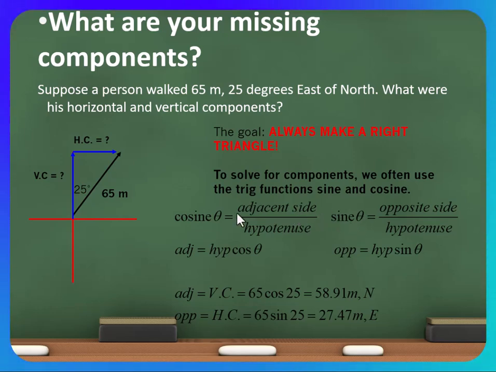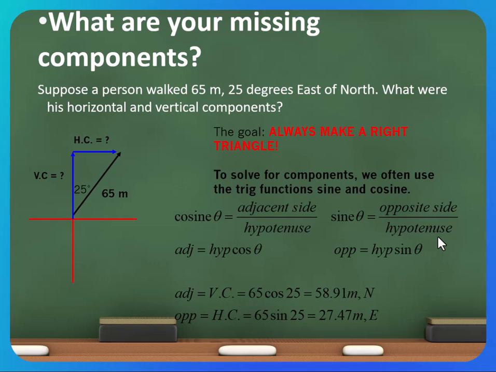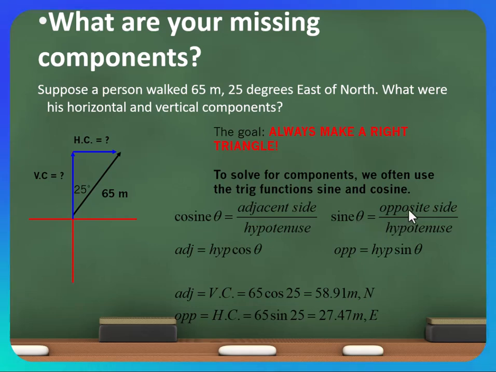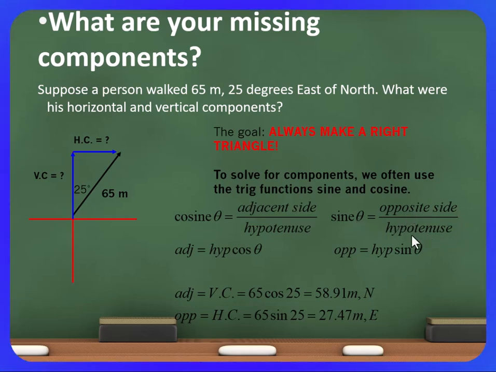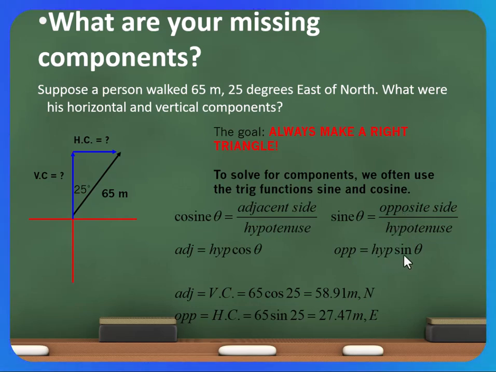Okay, for sine of theta, that's going to give us opposite over hypotenuse. Now we know what theta is, so sine of 25 degrees. We're looking for the opposite side, multiply both sides by the hypotenuse, and we get the opposite side equals the hypotenuse times the sine of theta, which is 25 degrees. So the adjacent, or the vertical component, is 65 cosine 25, and that's equal to 58.91 meters north. The opposite is 65 sine 25, or 27.47 meters east.